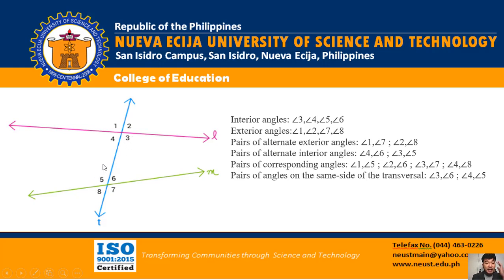And alternate interior angles are also congruent. Then we have 3, 5 here.